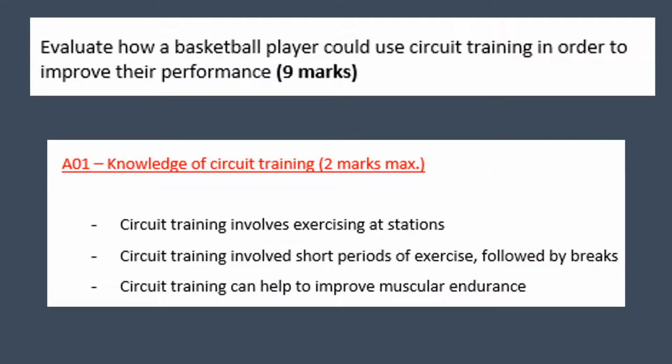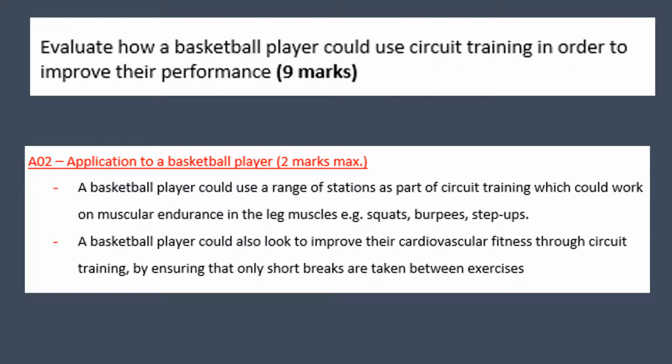For our AO1 points, we simply need to show some knowledge of circuit training. So we're just looking to get down some short statements to show our knowledge of circuit training. And this is 2 marks maximum for AO1, as always, with a 9-mark question. So we could say that circuit training involves exercising at stations. Circuit training involves short periods of exercise followed by breaks, or circuit training can help to improve muscular endurance.